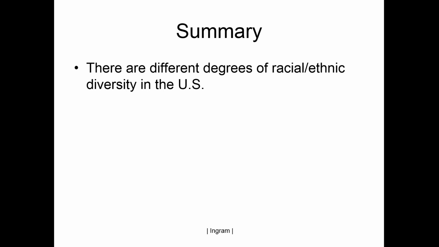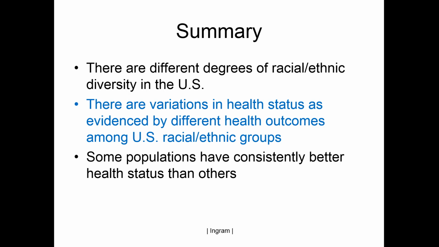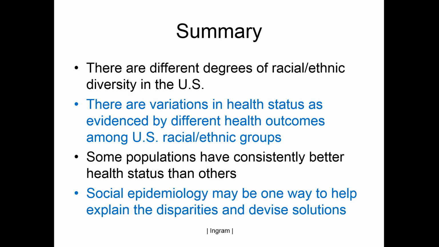So, in summary, there are different degrees of racial and ethnic diversity in the U.S. I attempted to illustrate that by the demographic tables that we saw. There are variations in health status as evidenced by different health outcomes among U.S. racial and ethnic groups, and some populations have consistently better health status than others, phenomena that we saw illustrated in some of the graphs and tables, such as the leading causes of death table. And social epidemiology may be one way to help explain the disparities that we see in health, and also an avenue for devising solutions.